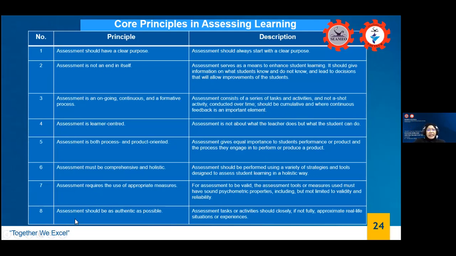And next, assessment should be as authentic as possible. What does it mean? It should be realistic. If it is to be done in the automotive workshop, do it in the automotive workshop. Don't just imagine or think. That's not authentic. That's not realistic. If in your test, students will be assessed in the workshop as they repair the broken engine, as they repair the broken gear.